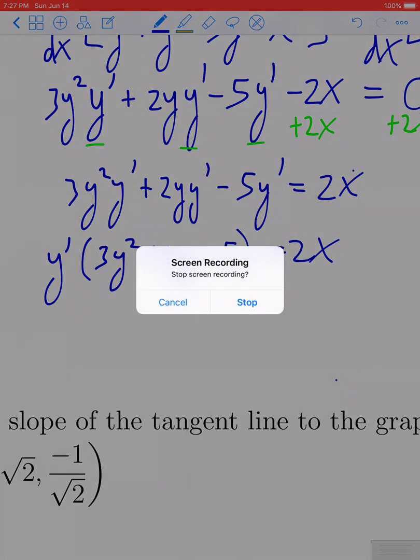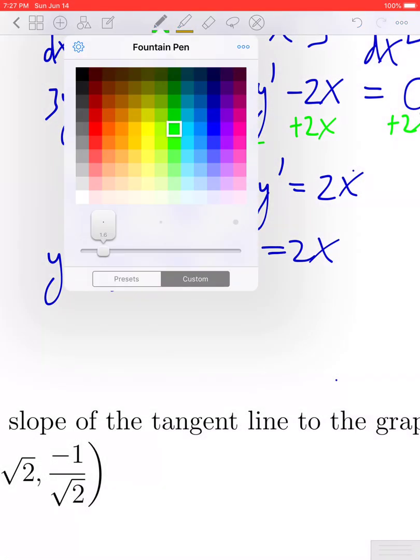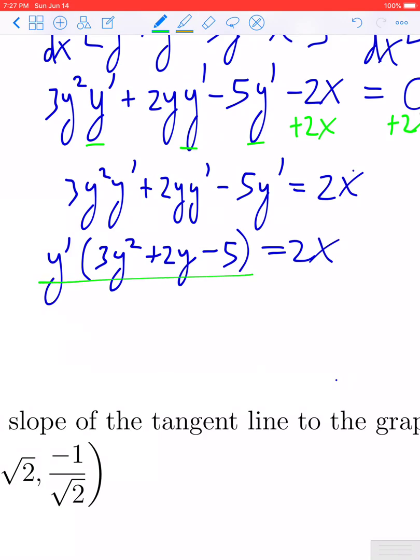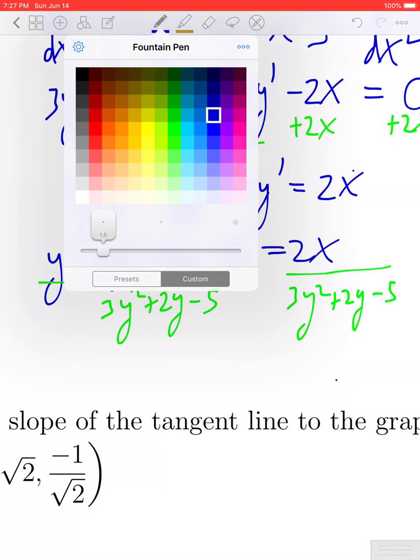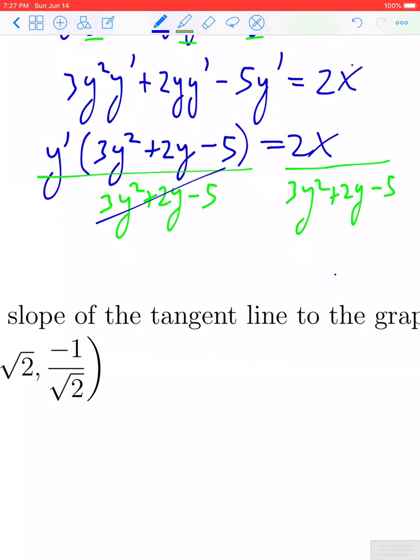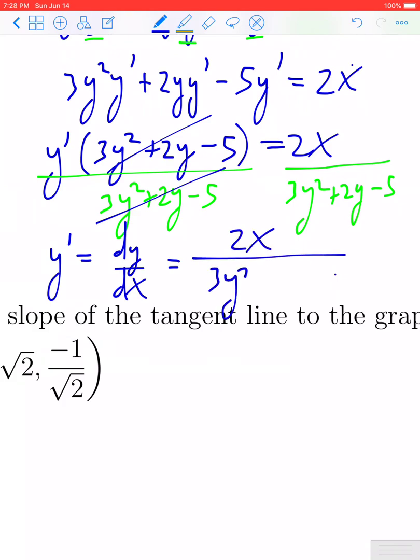And now the very next step is we need to divide both sides by that factor in order to get y prime by itself. So we're going to divide both sides by 3y squared plus 2y minus 5. And there we have it. These cancel, and we have y prime, or if you want, you can call it dy/dx, is 2x divided by 3y squared plus 2y minus 5.